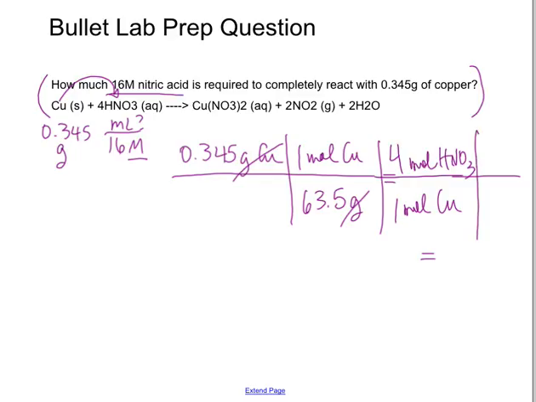You know what? Let's keep going with our dimensional analysis now that I think about it. Do I really need to even do this math? Because what do I have right now if I were to stop? Moles of nitric acid. I've got molarity of nitric acid, right? Molarity is 16 moles per liter.